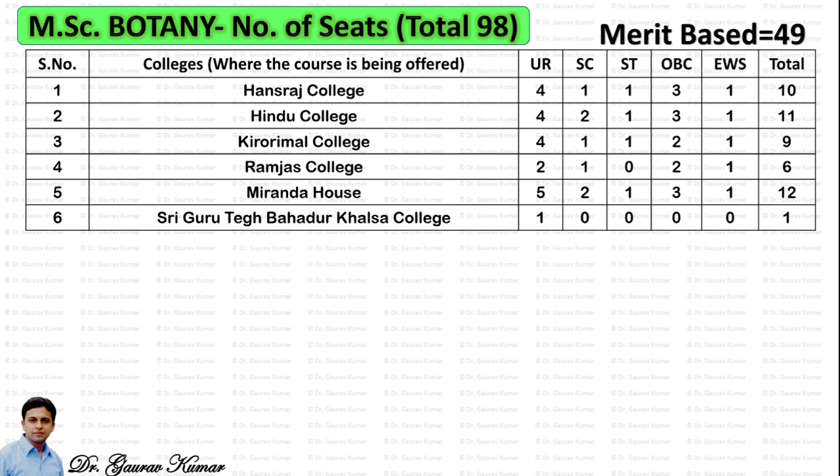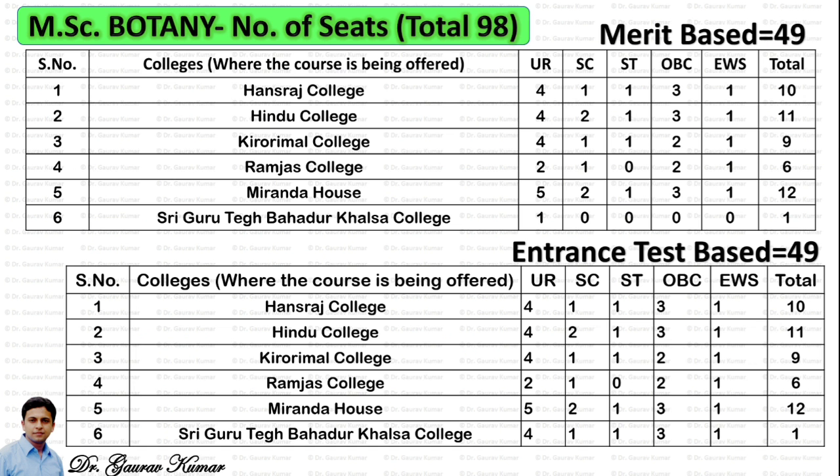They are Hansraj College, Hindu College, Kirori Mal College, Ramjas, Miranda House, and Shri Guru Tegh Bahadur College. And you can see that Miranda House has 12 seats, while Hansraj has 10, Hindu has 11, Kirori Mal College has 9, Ramjas has 6, and then Shri Guru Tegh Bahadur College has 1. So these are merit based seats. We will see the cutoff in the next slide.